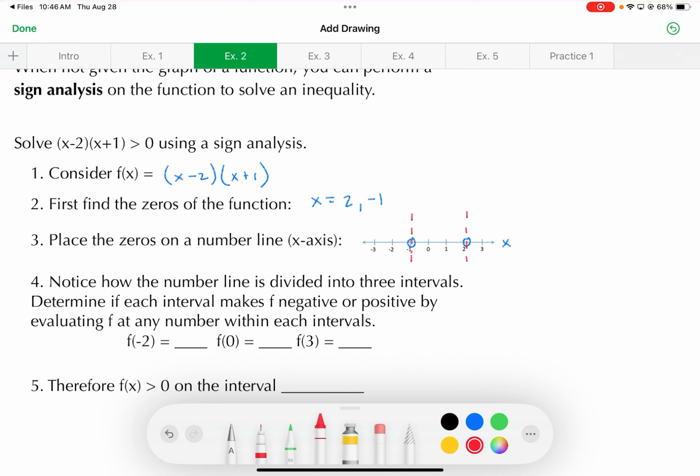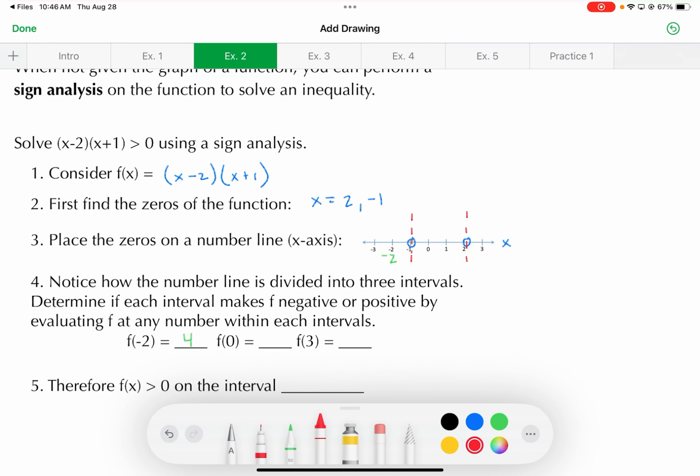What I'm going to do is pick a number out of each of those intervals. I'm going to plug it into the function we created in step 1 to see, do I get a result that's positive or do I get a result that's negative? Okay. So in the leftmost interval, I'm going to pick, we'll call it a test value of -2. Okay. So I'm going to evaluate this function at -2. -2 minus 2 would be -4. -2 plus 1 would be -1. So you'd have -4 times -1, which is +4, right?